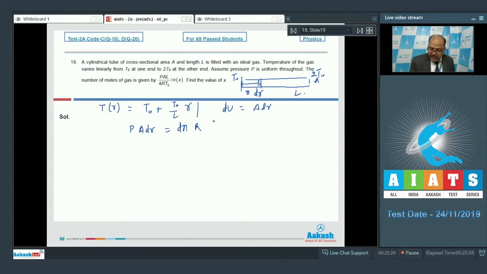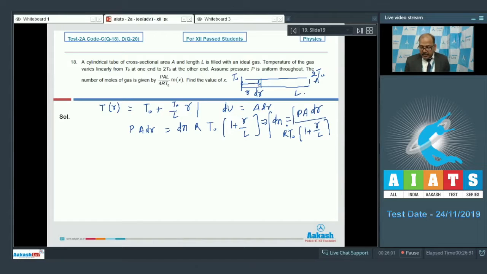R, and temperature there is T0 into 1 plus R by L, which means dN can be written as PA dr by RT0 into 1 plus R upon L.